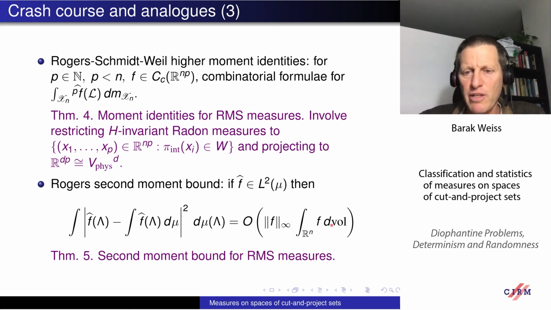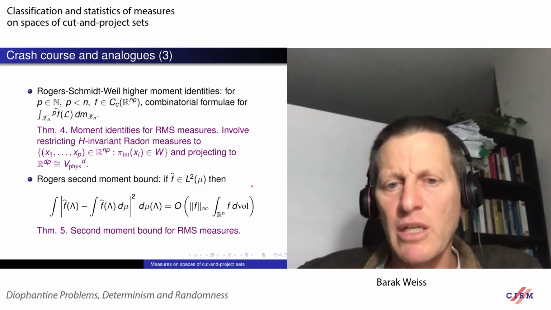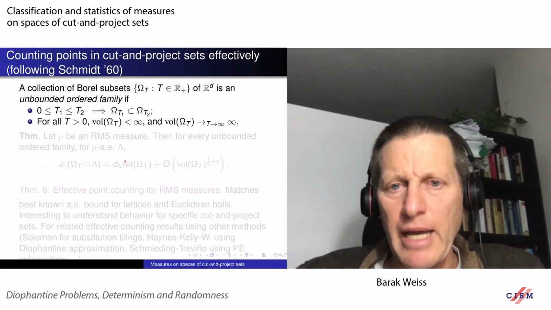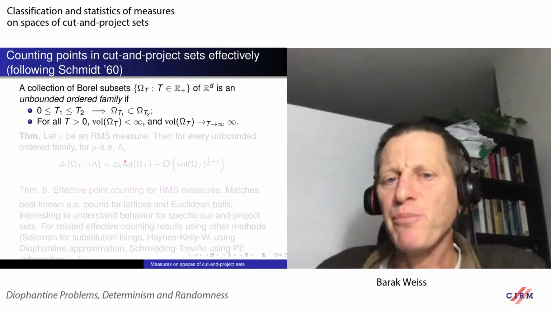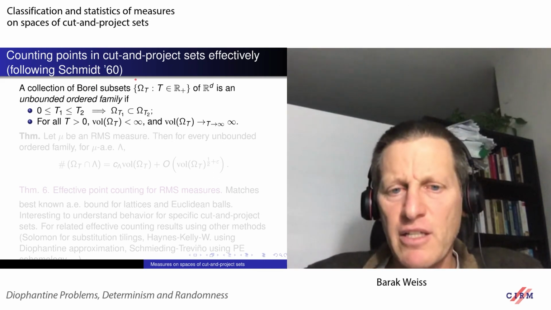which, as we saw earlier in the Siegel summation formula, is actually the first moment. It's the expectation. So the second moment is bounded by a constant times the expectation. That's a very important input to counting results. And we prove the analog theorem in the full context of an arbitrary RMS measure. And using this as an input, we're able to do something that Schmidt did in the 60s for lattices.